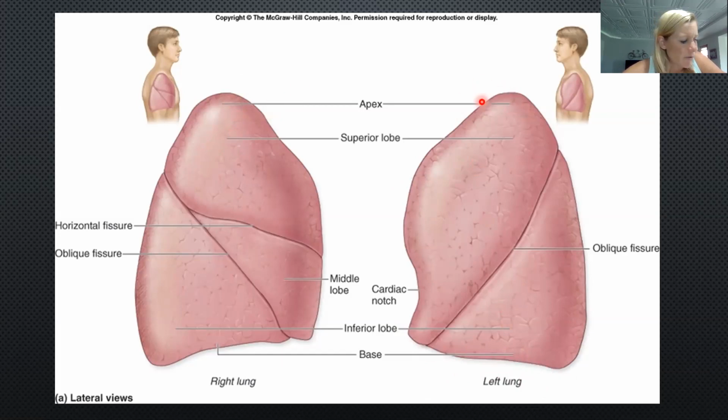I also have some fissures as well. I have horizontal and oblique fissures. Oblique fissures are found on both sides. This is going to separate the superior and inferior lobe on the left. And the oblique fissure will separate the inferior and middle lobe on the right side, and a horizontal fissure will separate the superior and middle lobe.